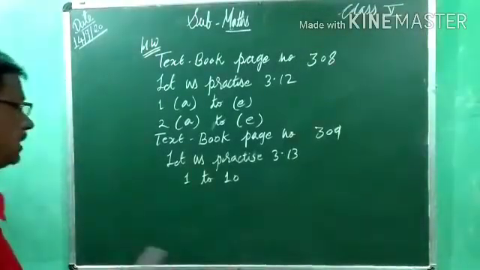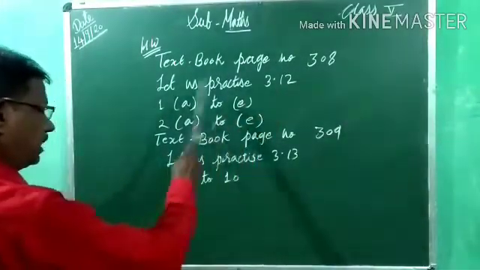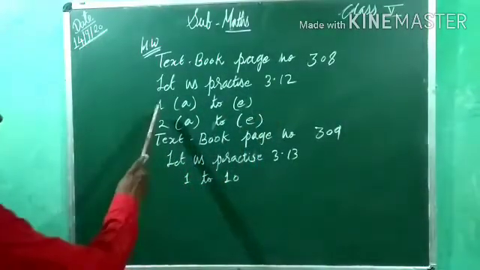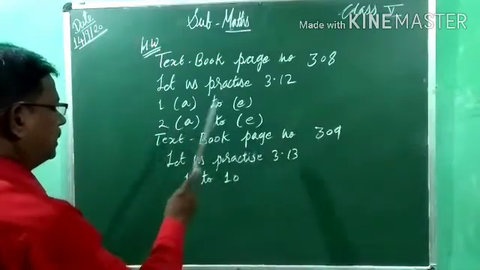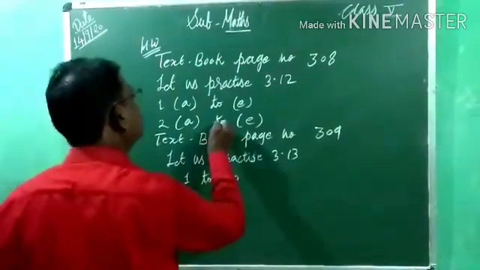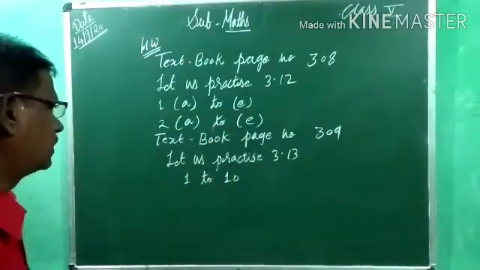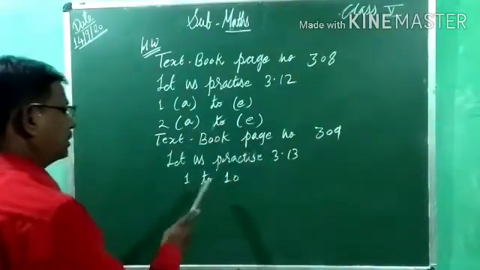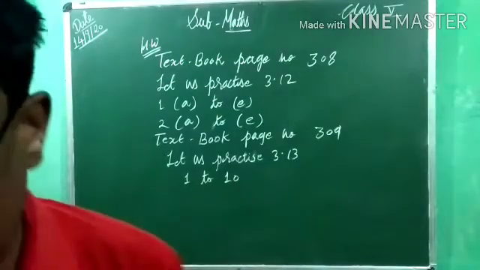Now homework. Look at textbook page number 308. Let us practice 3.12: first question A to E and second question also A to E. You have to complete that. Also textbook page number 309, let us practice 3.30, examples 1 to 10. You have to complete that.